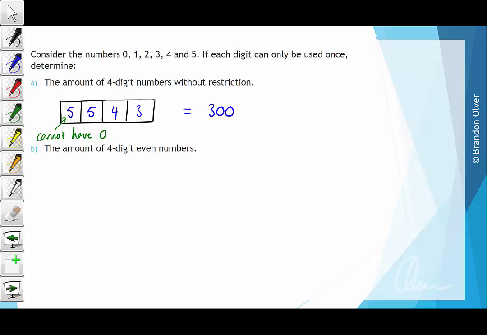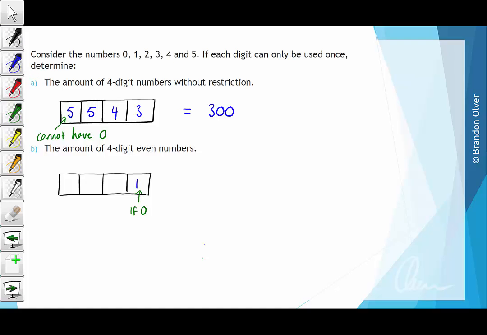that we can create. For part B, we want to find the amount of 4-digit even numbers that can be made from 0, 1, 2, 3, 4, and 5. So again, we've got a 4-digit number, so we can represent that as a box. And the first thing we can do is we can say if it's an even number, let's consider the case where the last number is 0. So if the last number is 0, there is one option for that.